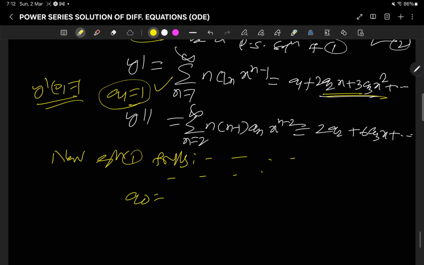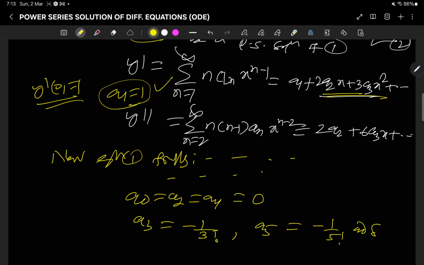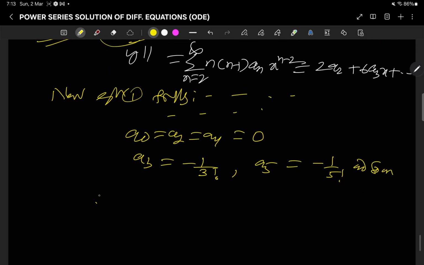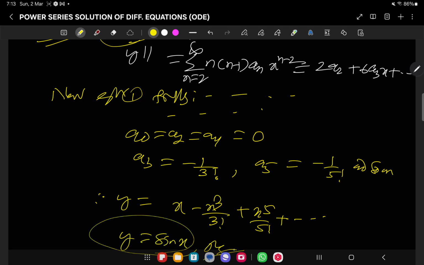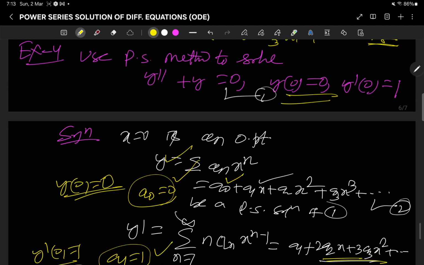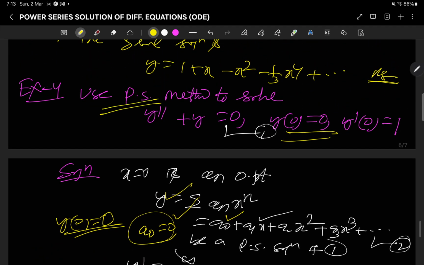Okay, I substitute this and I simplify. I will get a0 is equal to a2 is equal to a4 is equal to 0, and my a3 will be minus 1 by 3 factorial, a5 will be 1 by 5 factorial, and so on. Okay, so therefore my y will be x minus x cube by factorial 3 plus x5 by factorial 5 and dot dot dot. So that means my y is equal to simply sin x. Okay, so this is the answer. You can also solve it by the previous technique, but here it is asked to solve it by power series method.